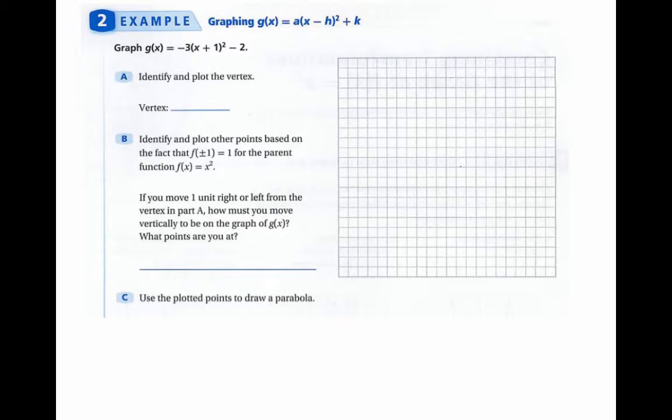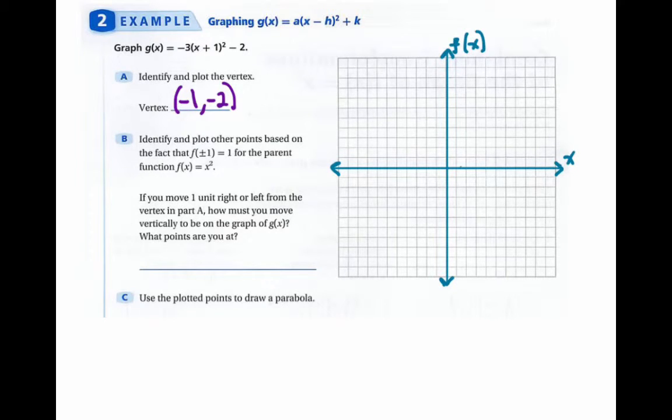So let's practice that. Here we have g of x equals negative 3 times (x plus 1) squared minus 2. What's our vertex? That's right, h is negative 1, the opposite of 1, and k is negative 2. Okay, negative 1, negative 2. Let's go ahead and draw our graph in the middle because we have room. If we have our vertex here, that's so close to the center, we can just center label our scale, and plot our vertex. All right.